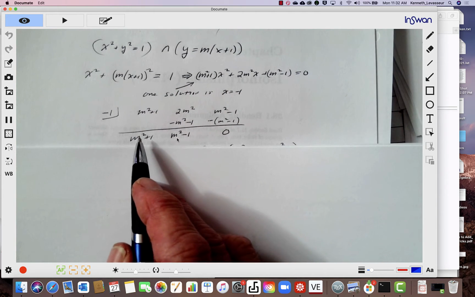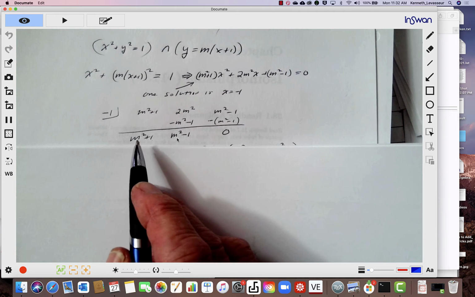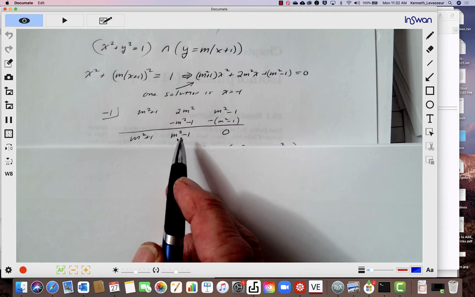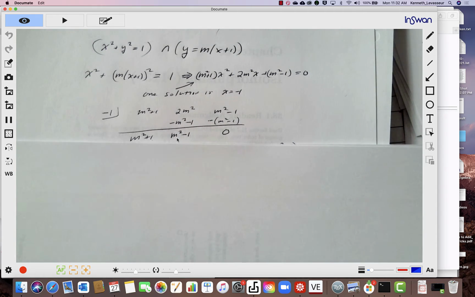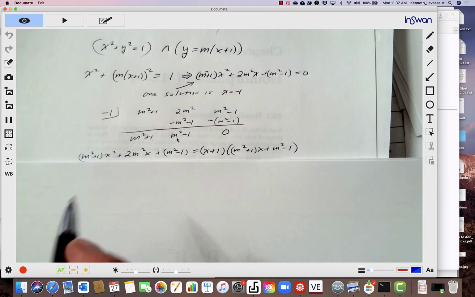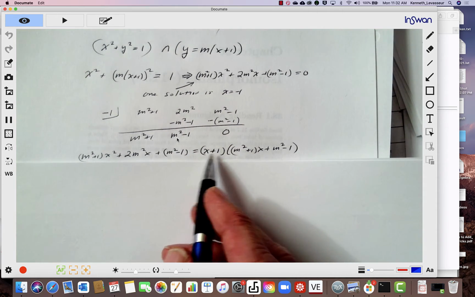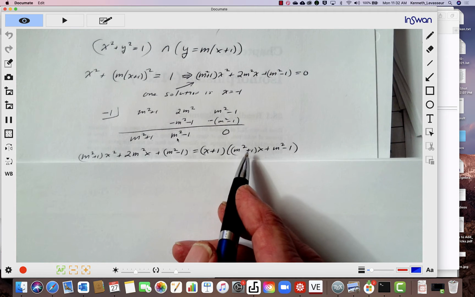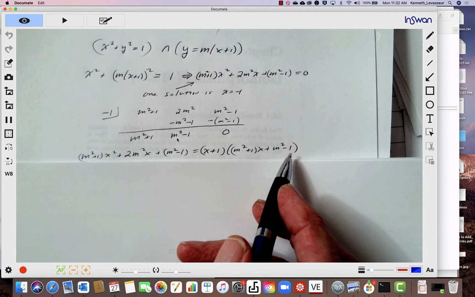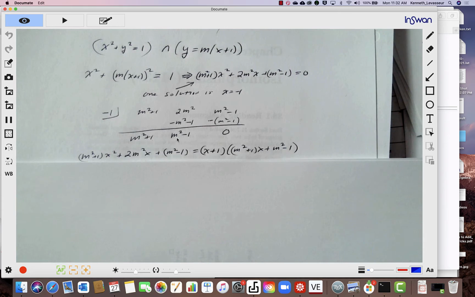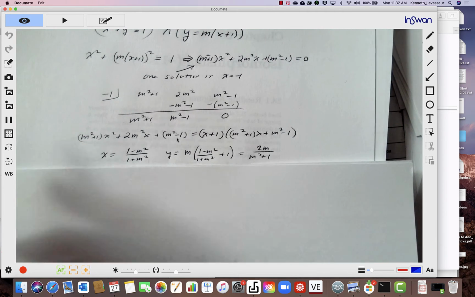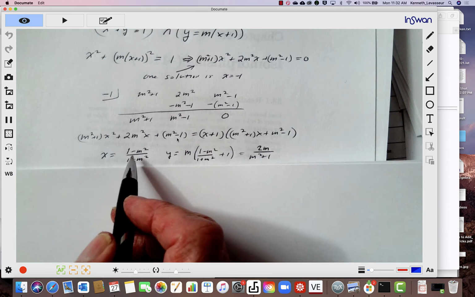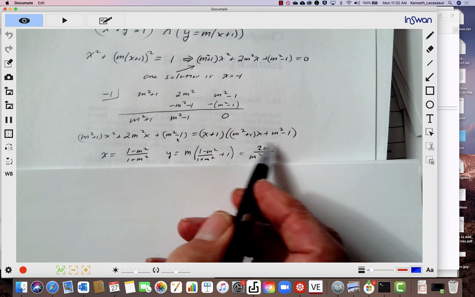But not only that, m squared plus 1 and m squared minus 1 are the coefficients of x and the constant term in the quotient. That's really what we want. So we can factor our original polynomial into x plus 1 times m squared plus 1 times x plus m squared minus 1. So we can solve for x now. The x coordinate is found by setting this equal to 0.